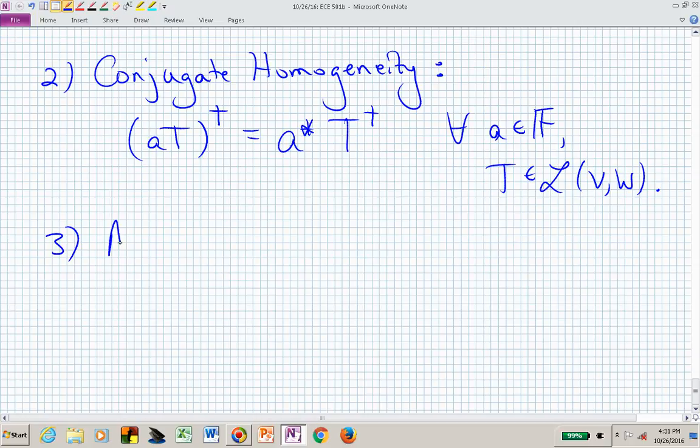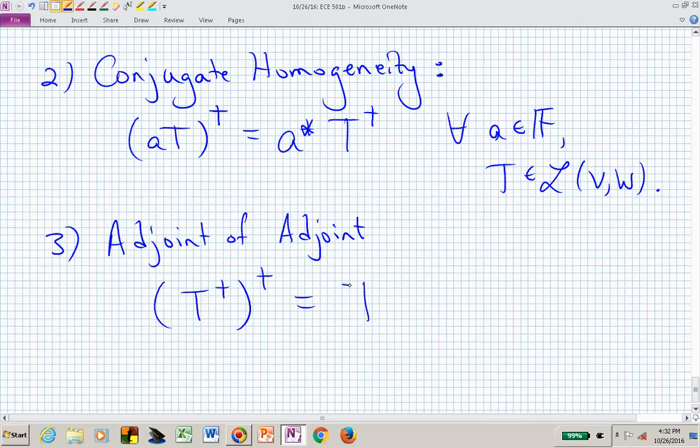What happens if we take the adjoint of an adjoint? By that I mean, what if we have the adjoint and we take the adjoint of that? What would be your guess? Pardon? It's just T, isn't it? So that's now getting us back our linear map.